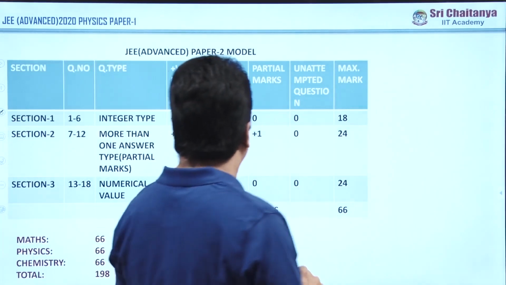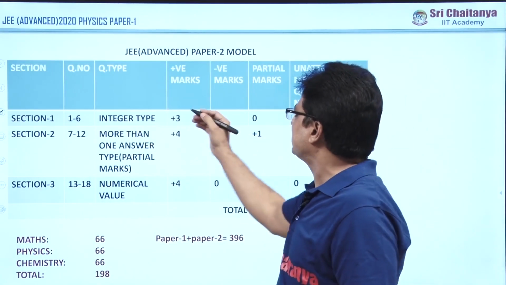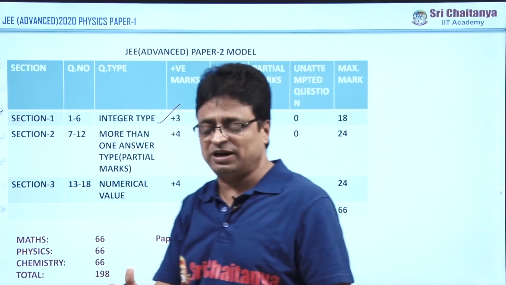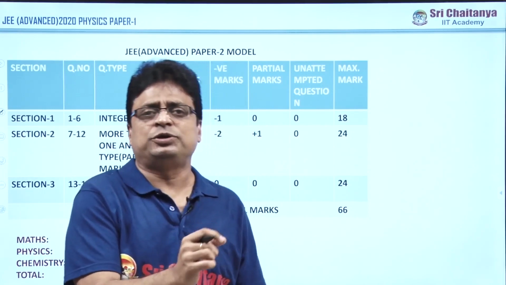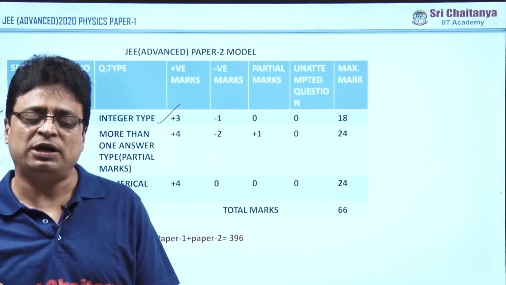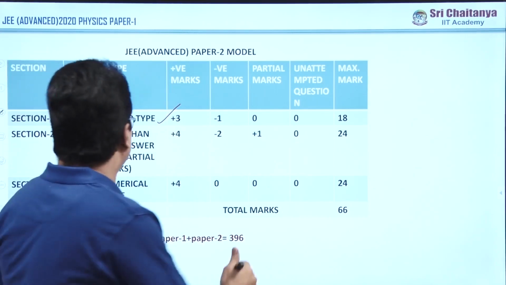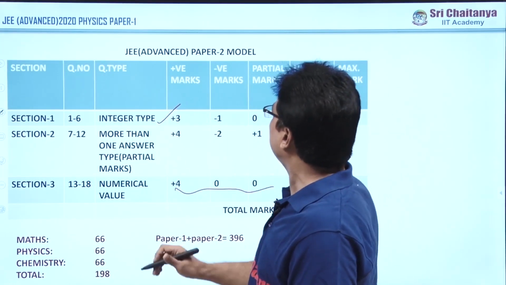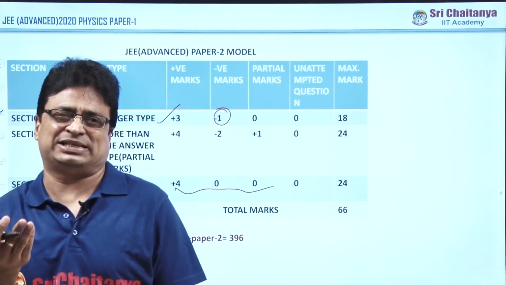Now coming to Paper 2. Here also 3 sections are given. Actually in Section 1, integer type. There is a difference between integer type and numerical value. For integer type questions, the answer should be only from 0 to 9, whereas for numerical value, answers can be decimals also. That is the only difference. But for numerical value, there is no negative mark. That is the advantage. Whereas in integer type, for wrongly attempted questions, they are giving -1 as a negative mark.